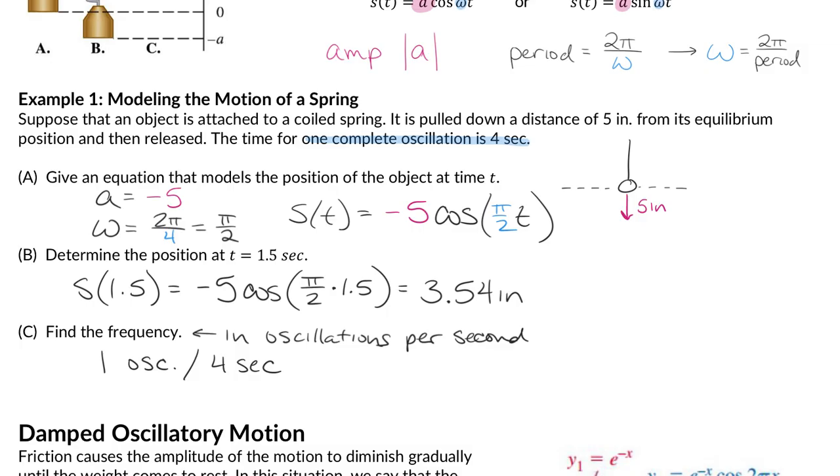But I want to know how many oscillations in 1 second. So if I were to take 4 seconds and put it into 1 second, it's like I divided 4 by 1, correct? So if I take 1 and divide it by 4, that means that we're going to have a fourth of the oscillations every 1 second. So my frequency is 1/4 of an oscillation per second.